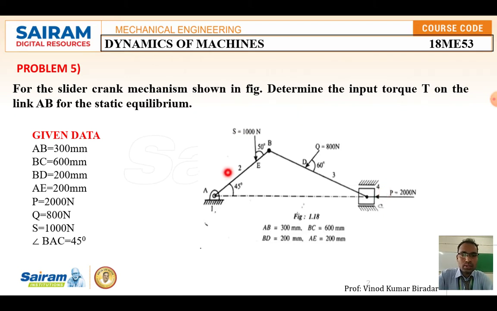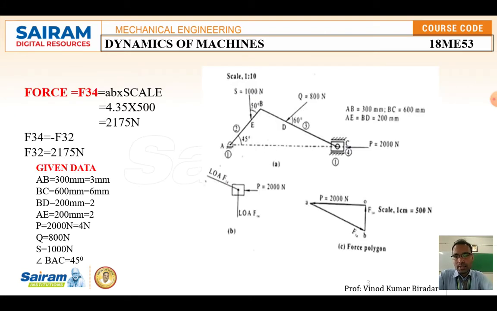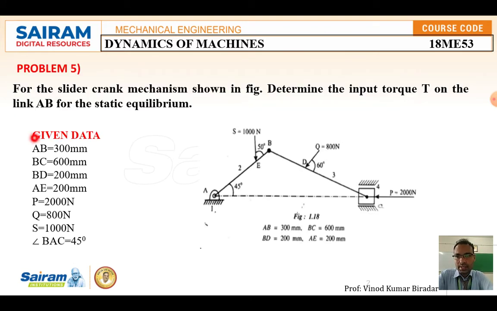What you need to do is calculate the torque produced in this element. So the given data: AB is equal to 300 mm, with an inclination angle with the horizontal of 45 degrees, BC is equal to 600 mm, BD is equal to 200 mm, and AE is again 200 mm, and some external force is applied on the piston.